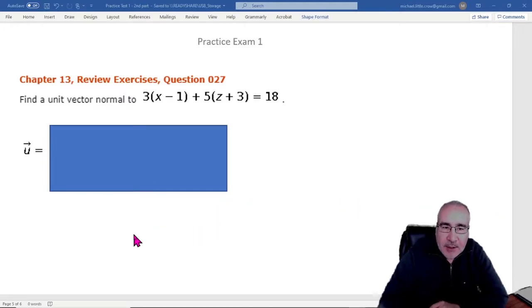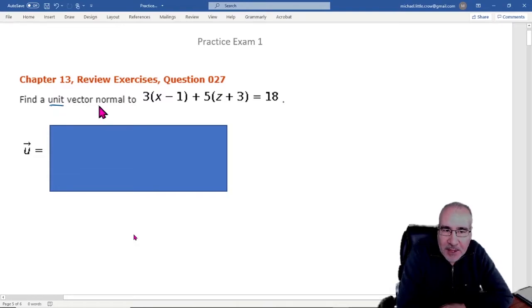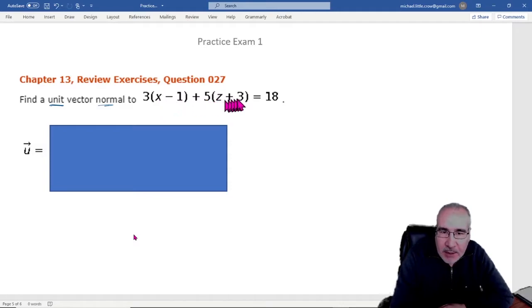Find a unit vector normal to this. So the two parts to this really is the unit, and the normal. Normal means perpendicular. Well, this is an equation of a plane, and notice there is no y direction, or I guess we could say it's 0, right? So you could see that this is going to be basically 3x, 3 in the x direction, the i direction.